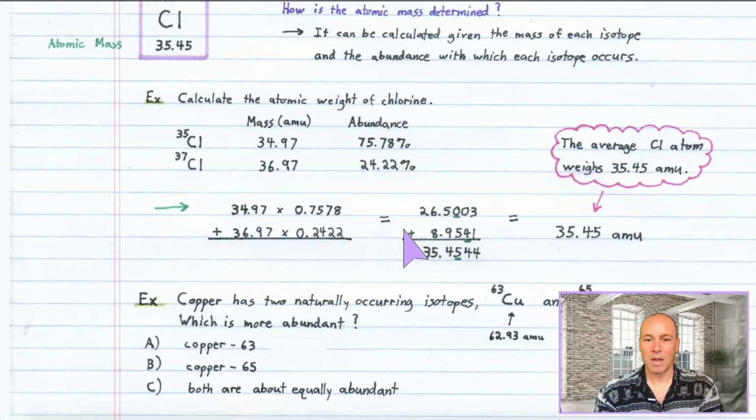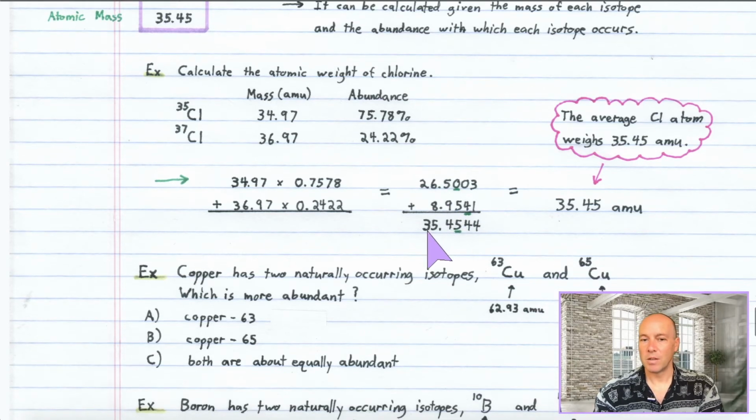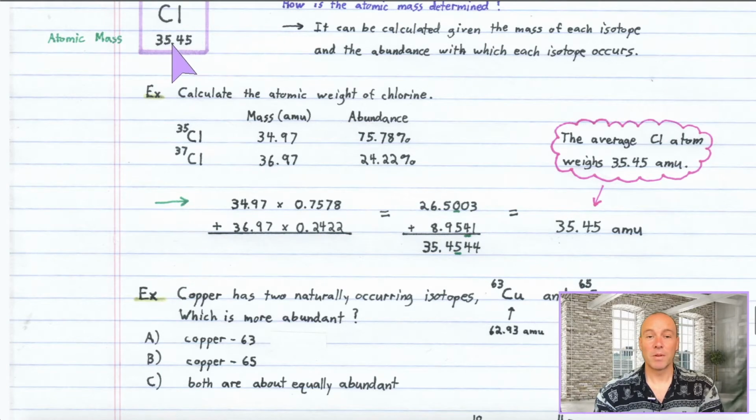This one comes out to 26.5003, and that one comes out to 8.9541. And then you can add these two together, and you see it comes out to 35.4544. With sig fig rules, it rounds to 35.45. And that's where that number comes from.